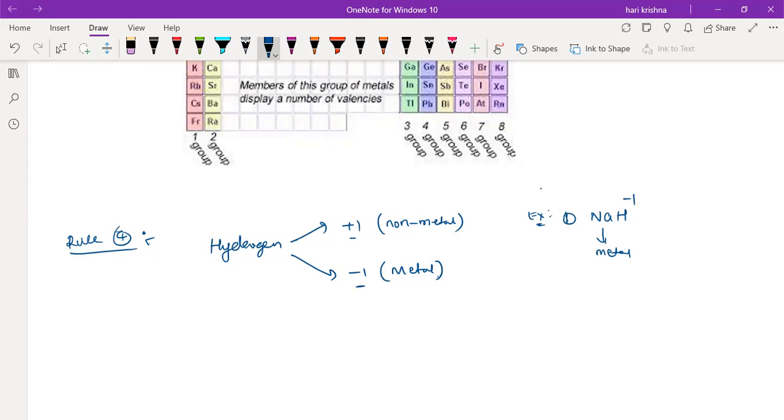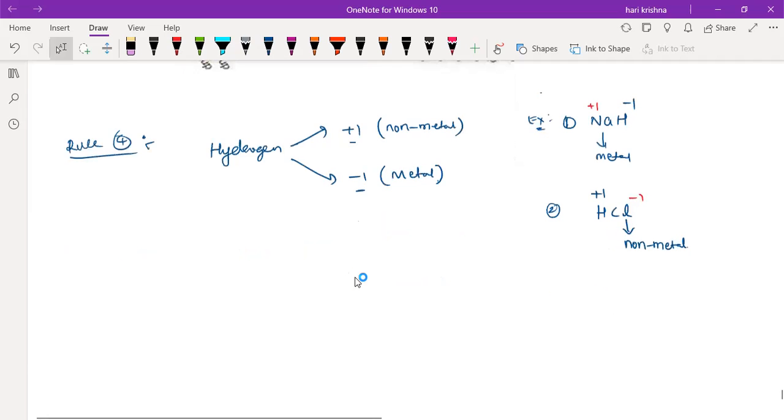Can you give an example for non-metal? Yeah, HCl. Cl is a non-metal. Now hydrogen will show a charge of +1, and Cl will show -1. Is it clear for everyone? Next. So hydrogen will show +1 with the non-metals, -1 with the metals. Rule number 5.